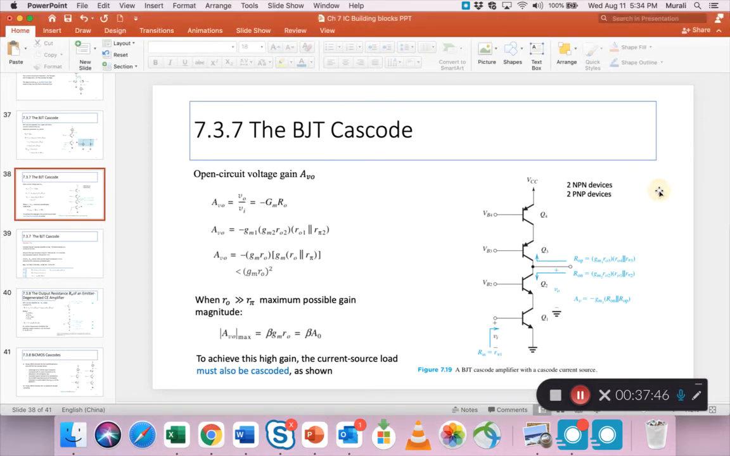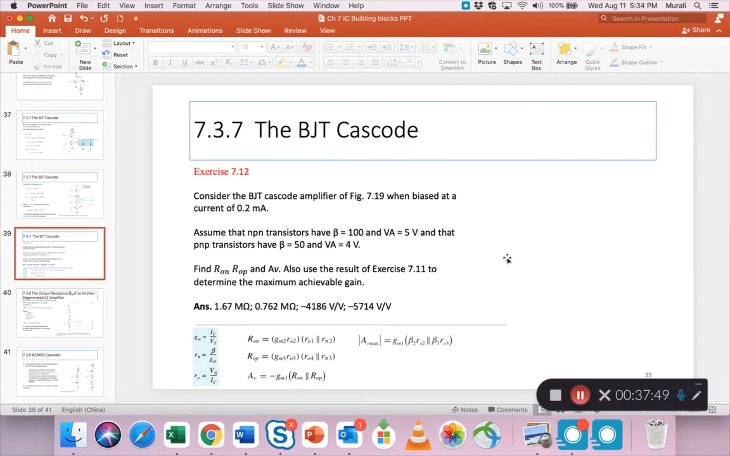All right. So this circuit is what we are talking about. It has a current of 0.2 milliamps, constant all the way top to bottom. Assume that NPN transistors have beta equals 100 and VA equals 5, and that the PNP transistors have lower beta and VA is slightly different. So for the NPN transistors we got some numbers, and for the PNP we have some numbers. So find RON, ROP and AV.